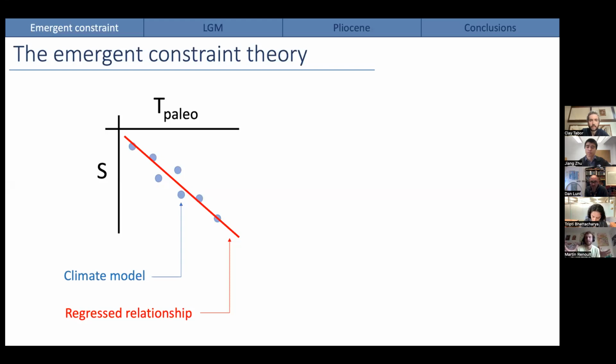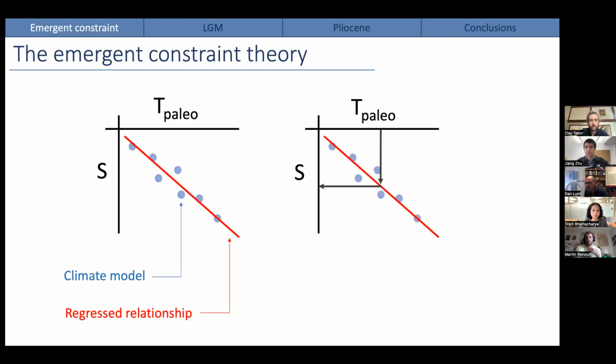And that relationship should exist in an ensemble of climate models, which here I represented as blue dots, so that you can build a real statistical relationship, which is going to be the red line here. And then the idea is that you're going to use this red relationship by putting in a geological reconstruction of the temperature of those paleoclimates, a temperature that exists in the real climate system, so you can infer the real value of climate sensitivity. And so, as I said before, you can just write it as simply S is equal to some regression parameters times the paleoclimate temperatures.